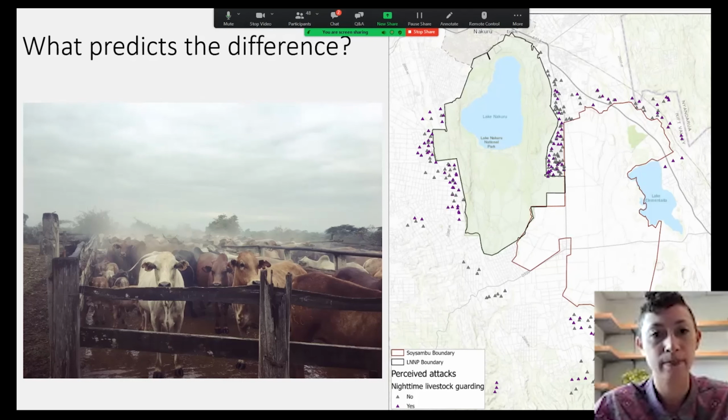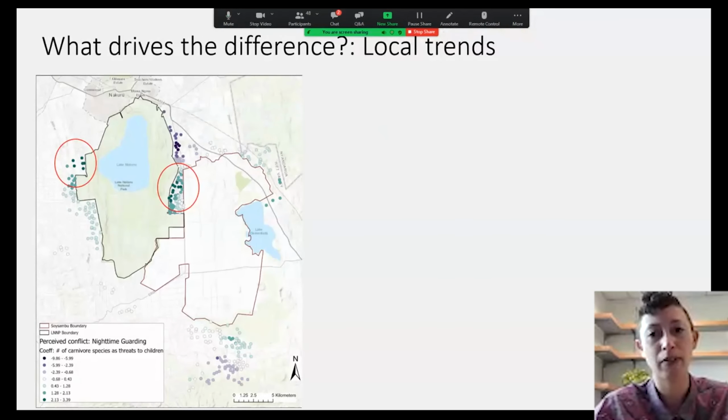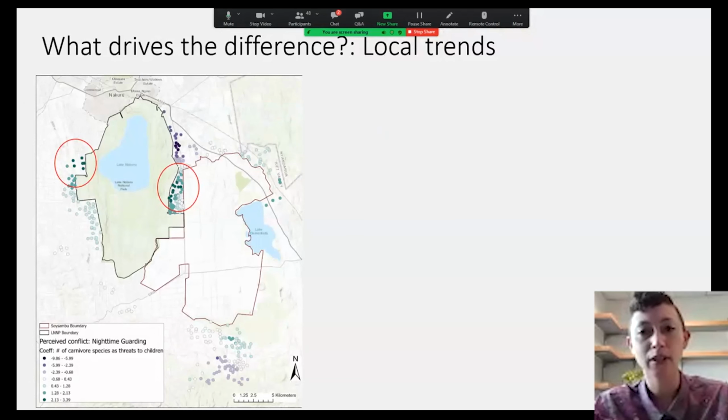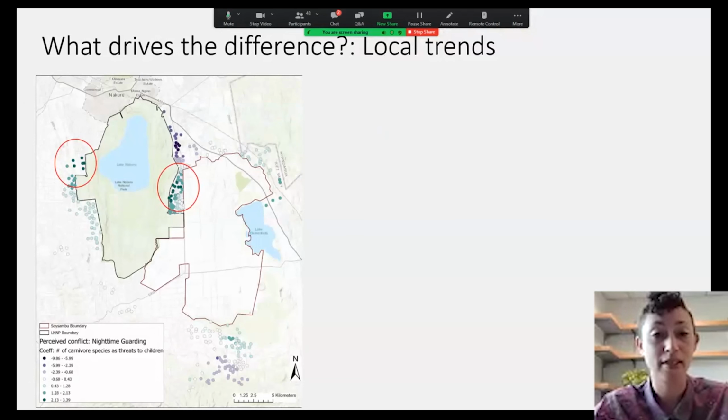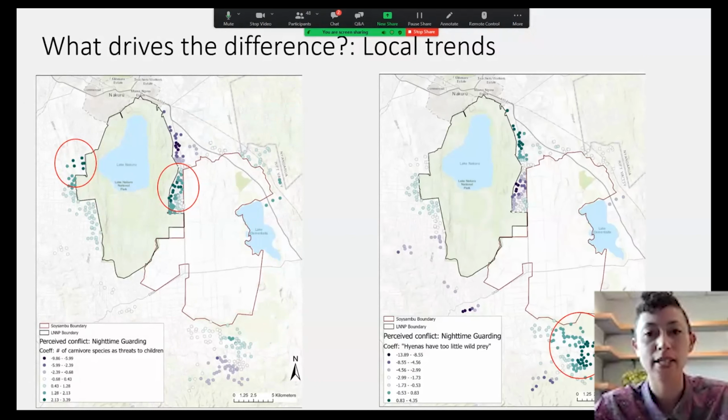When we used geographically weighted logistic regression, we saw that there were local regions where certain social perceptions and values might be influencing an excess of perceived conflict reports for people who guarded their livestock at night. For instance, here, I've circled 2 regions showing clusters of perceived conflict where people guarded their livestock at night. These clusters are predicted by these participants' beliefs that their children face threats from carnivores while traversing those landscapes. Similarly, on the second map, we can see that this cluster is predicted by the participants' beliefs that there is a shortage in wild prey in the area.